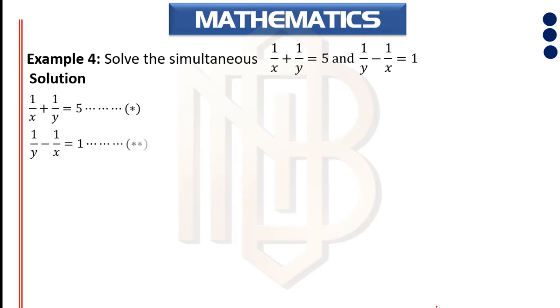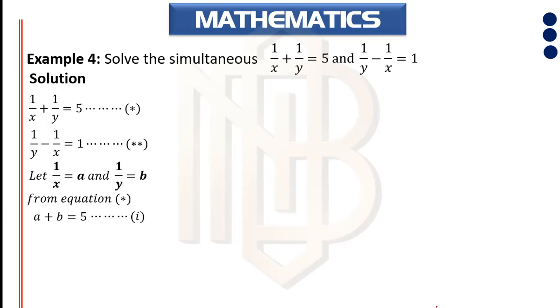We'll write the equation, target star and star star. So we can then do our replacement. 1 over x equals a, 1 over y equals b. So from equation star, you can simply replace 1 over x by a and 1 over y by b. And if you do that, you have the value of our first equation, a plus b, is going to be equation 1.